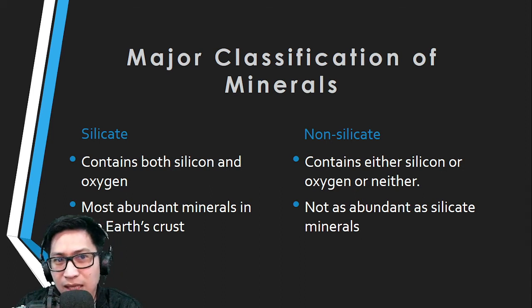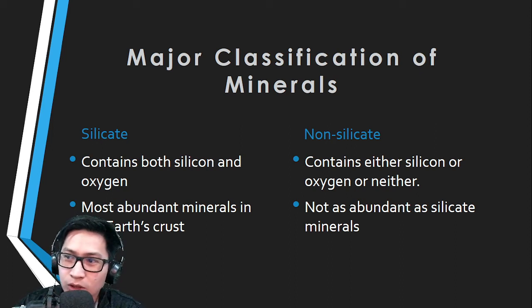When we say silicate, it contains the atoms or the elements of silicon and oxygen. Take note of the term "and". Okay? Palagi po silang magkasama. If a mineral contains the atoms or the elements of silicon and oxygen, automatic, that will be a silicate. And it is the most abundant mineral in the Earth's crust.